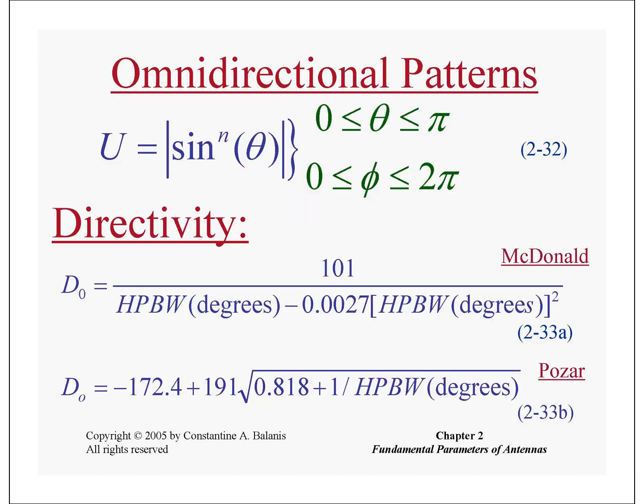Now, the directivity for the omnidirectional pattern can be calculated by using approximate methods as well as exact methods. The exact method has already been explained: we need to calculate the beam solid angle or the total radiated power, and then use the formula for directivity. However, if we know the half power beamwidth of that omnidirectional pattern, sine theta, we can use the McDonald method or Pozar method to find the maximum directivity by putting the value of the half power beamwidth in either equation.